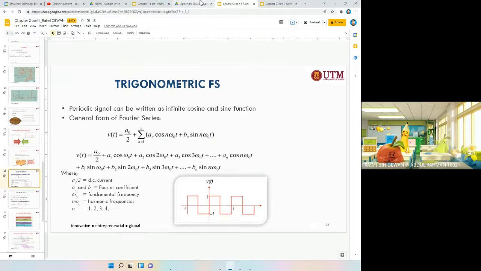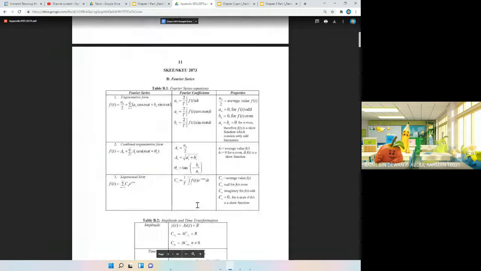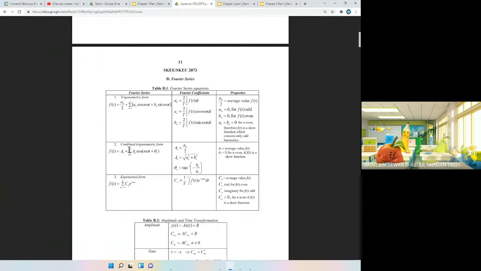Refer to the appendix. This is the Fourier series, the appendix you refer to. This is the equation that we see. A naught is equal to 0 already, and An is equal to 0 already, so we are only left with Bn. This is the Fourier coefficients. This one is 0, this one is 0, so we are left with this Bn over T and so on.